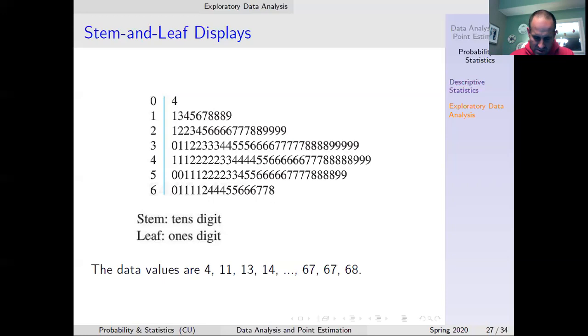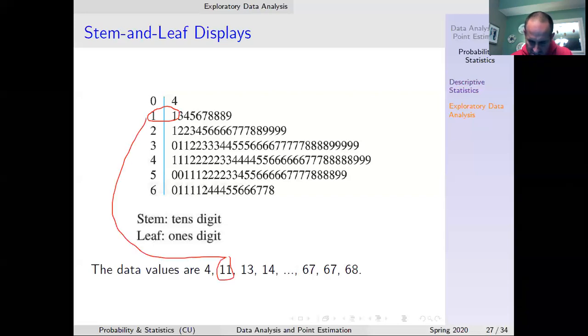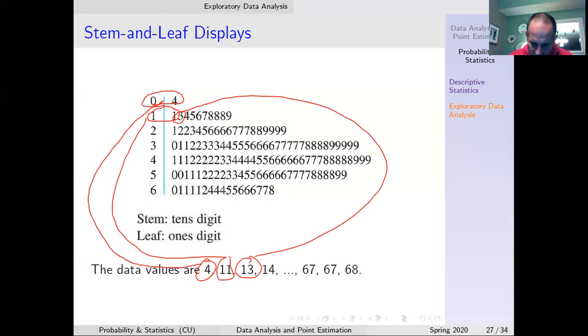Here, let me circle this. That's what this first one is, right? 11. Right, that's what corresponds to this. Of course, the 4 corresponds to this guy right here, and so on and so forth. You can kind of see how this is going to go. The 13, where's the 13? Well, that corresponds to this 3 and this 1.